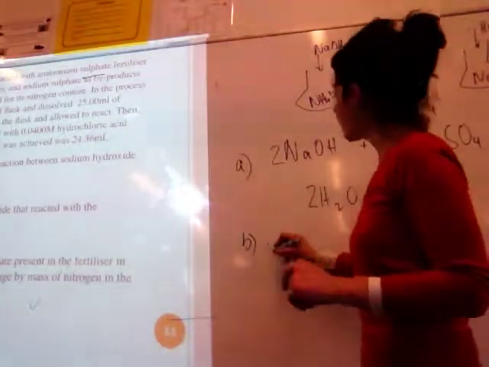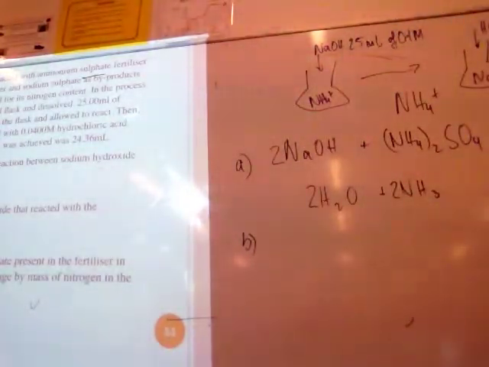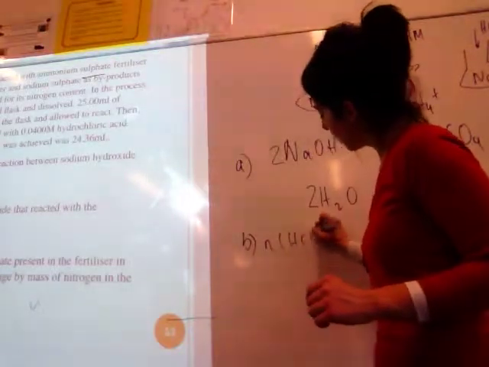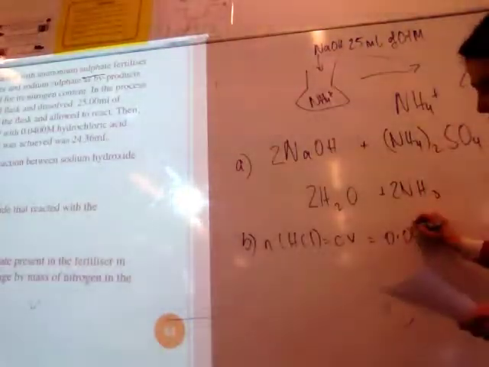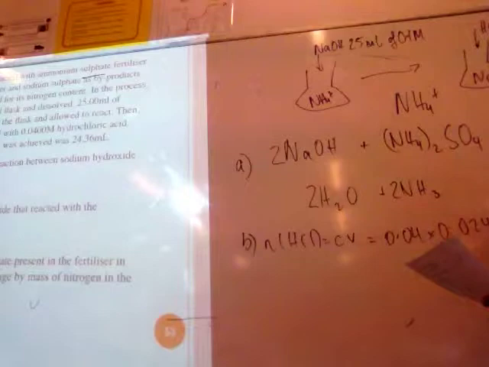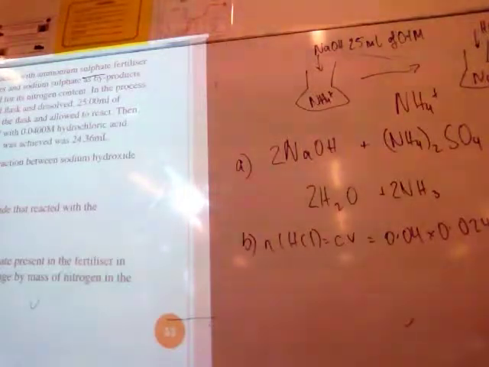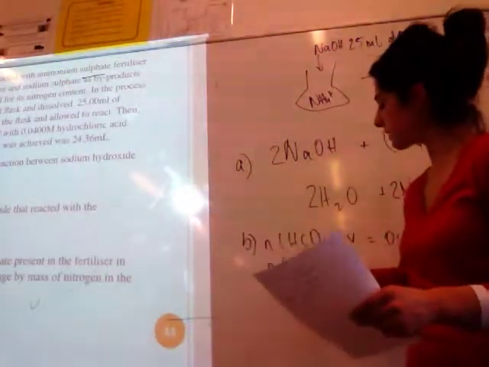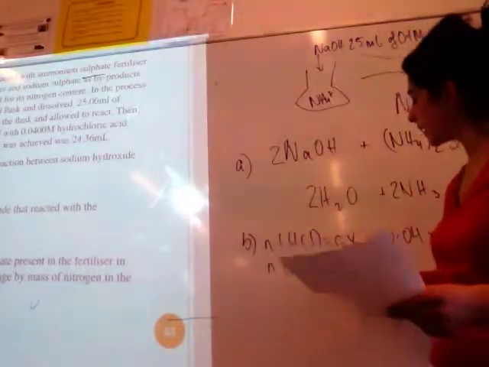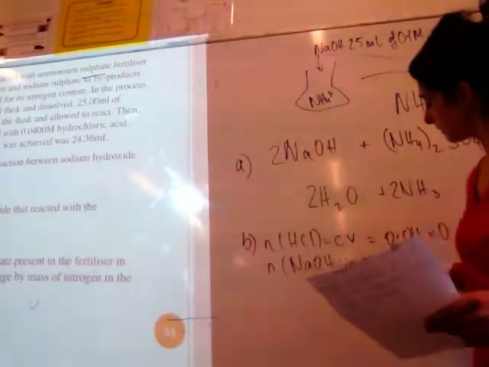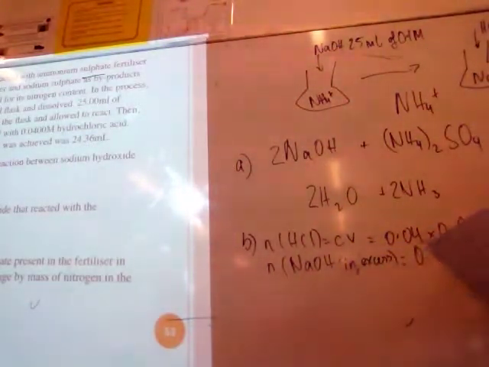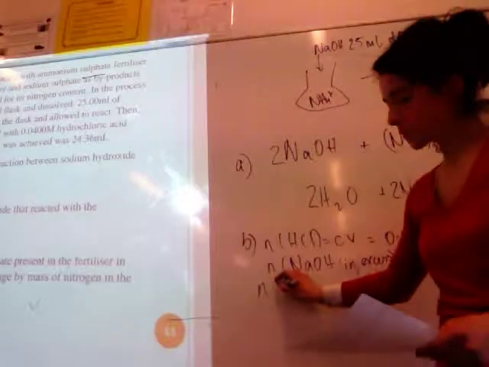Excellent. So the moles of HCl. And is it a 1-to-1 ratio with NaOH? Yep. So the moles of HCl equals CV equals 0.04 times 0.02436, 0.000974 mole. So this is the moles of HCl required to react with the excess. So it tells us the moles of NaOH left, or in excess, equals 0.000974.